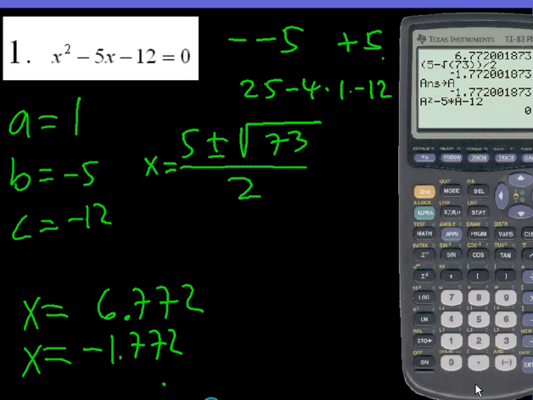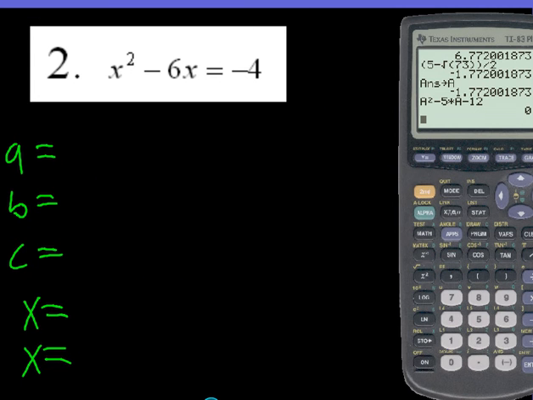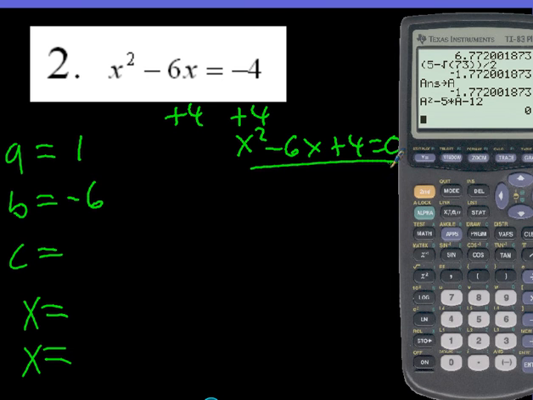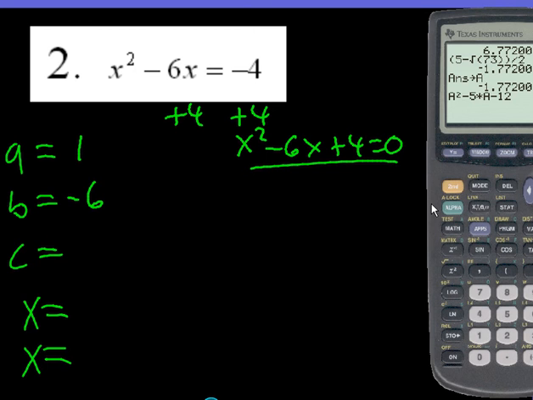So number 2, A is equal to 1, B is equal to negative 6, and C is, oh, look, I've got to add 4 to both sides to get that equal to 0. So now I have x squared minus 6x plus 4 equals 0. If you don't have it set equal to 0, then the quadratic formula doesn't work, and now I can see that C is positive 4.